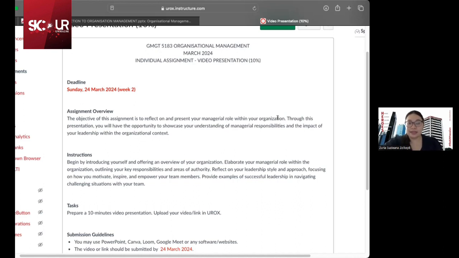So let's say if you are not working yet, if you are a full-time student, maybe what you can do is find any leader and assess their leadership style and approach. So the instruction: begin by introducing yourself and then give an overview of your organization. If you don't want to do your own organization, you can choose any leader, like I've mentioned to you, meaning that you're describing a leader instead of yourself.